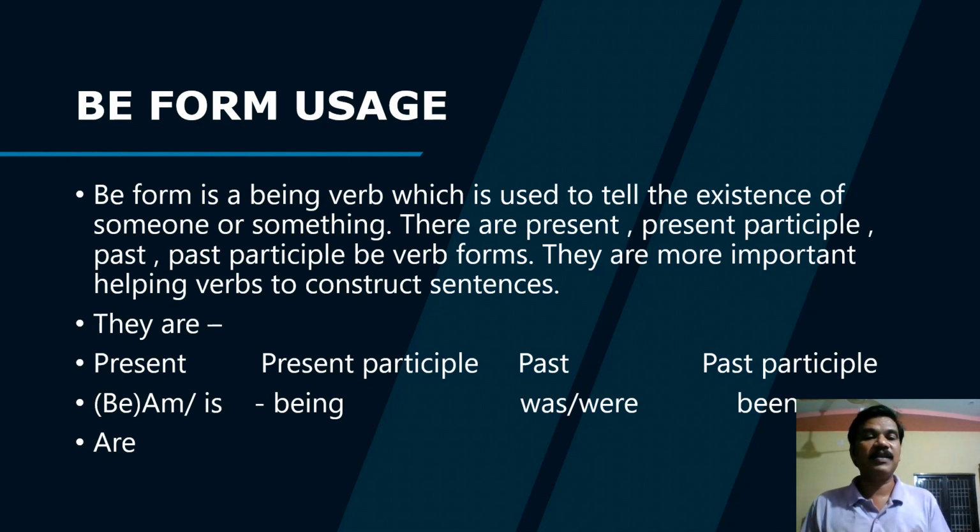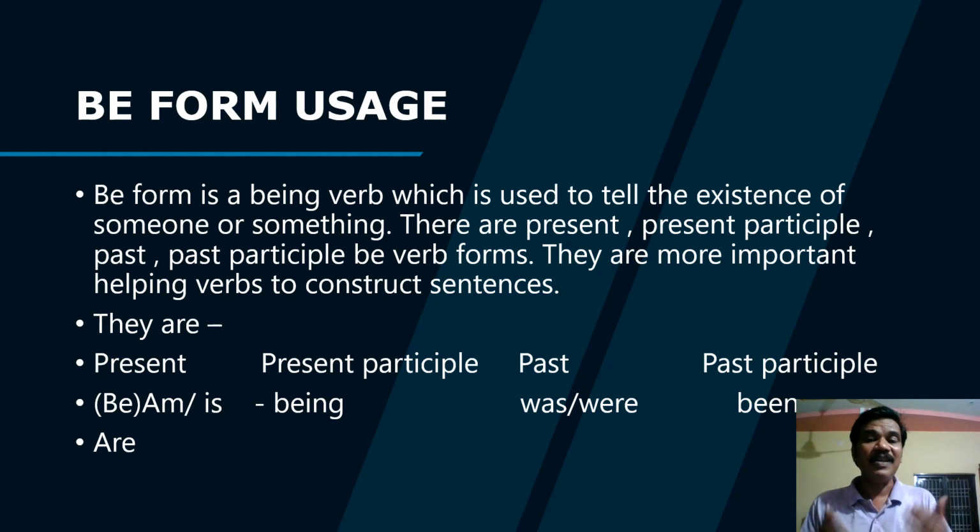From be we get these words in present tense: am, is, are. In present participle, be becomes being. In past tense, be becomes was, were. In past participle, be becomes been.